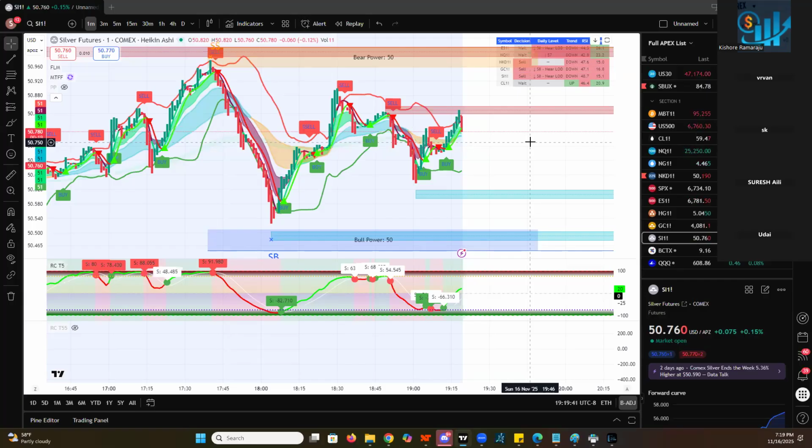Abhinav, please go ahead. Hey, Kishore. I'm mainly focusing on SPX scalping, so I would like any suggestions on how to do it better. And also, looking at this SPX scalp indicator, I don't know if it's new.